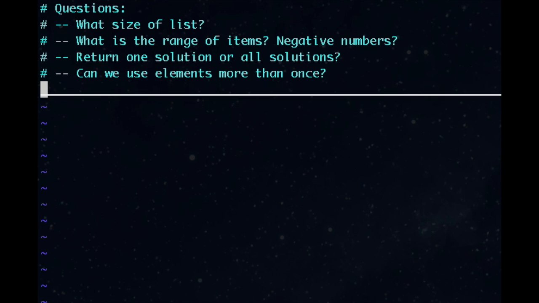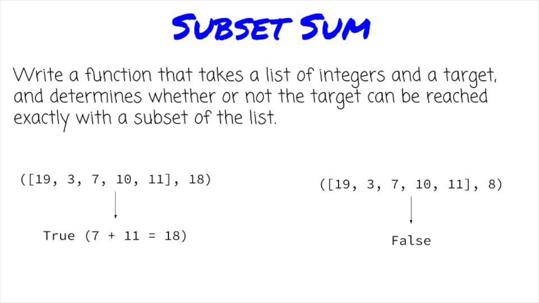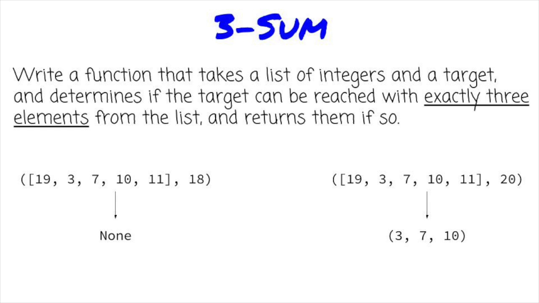For our purposes, we'll assume that our list is no more than medium-sized, maybe thousands of elements, and our items are integers, positive and negative. We'll return any single solution, and we can only use an element once. Since we've recently studied subset sum, it's tempting to look at this problem and conclude it's the same. However, using three elements changes the problem significantly. First, it's no longer exponential time.